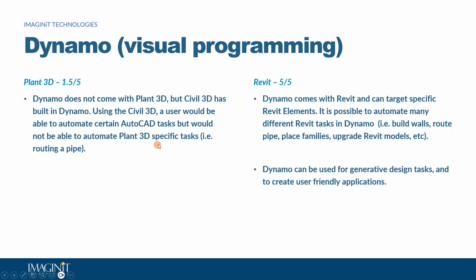For example, routing pipe. You can only do the base AutoCAD, which is still a big portion of the Plant 3D model.